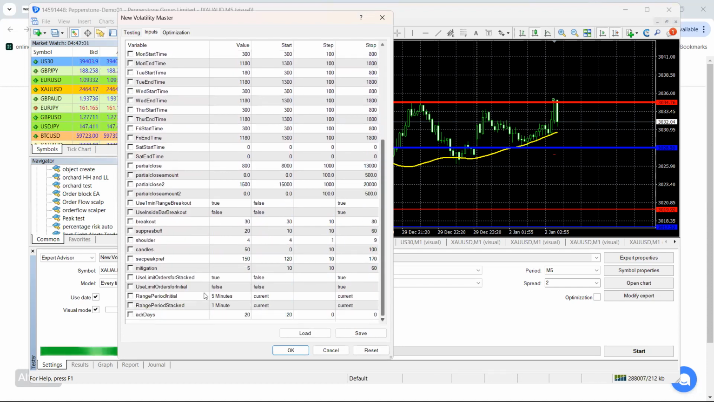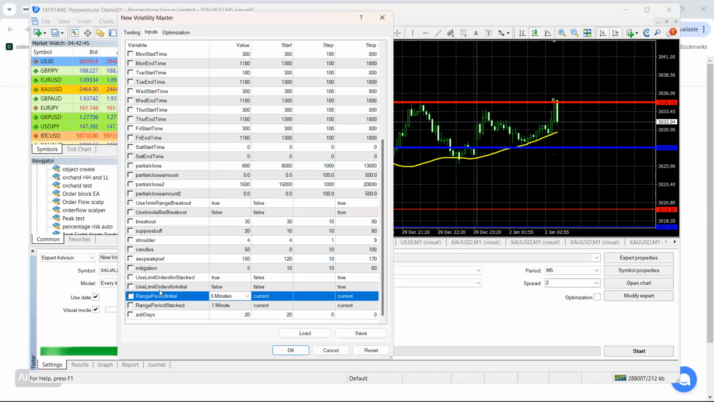And that just simply leaves the range period initial and range period stacked. Now, this is a new feature, as of this video anyway. So previously, you just had one setting called range period, and you could set that at any time frame you liked, and that would be calculating the top and bottom of the range based off whatever time frame you choose. So in this case, it's going to be a 5-minute range that it's calculating. And that's what it did for initial trades and for stack trades.